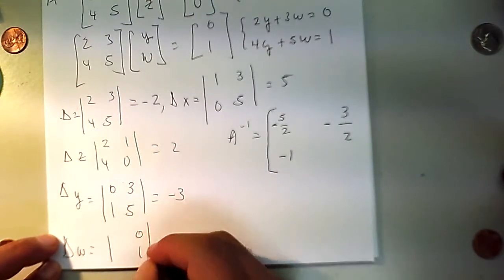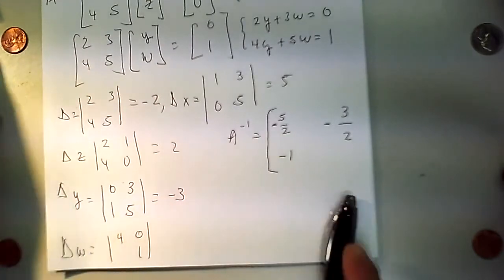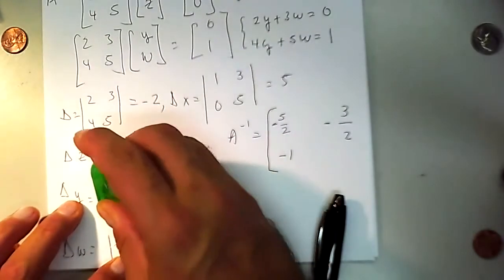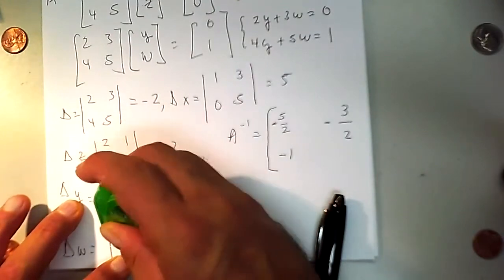And then determinant w, 0, 1, and then 2, 4 as a column. Whoops, 2, 4.